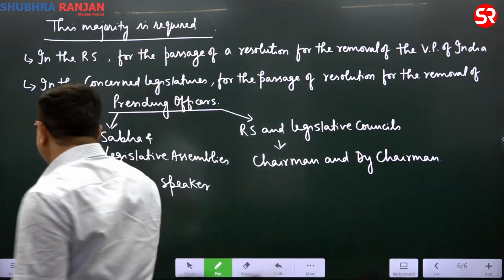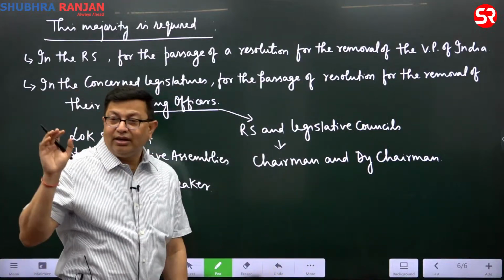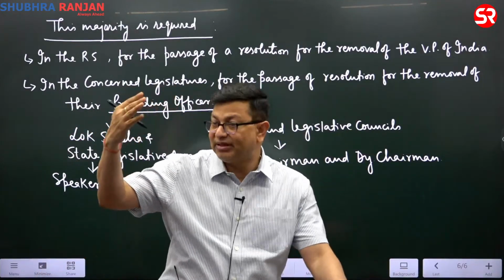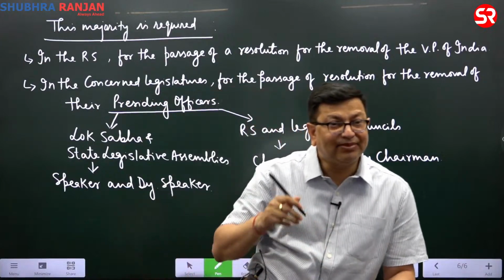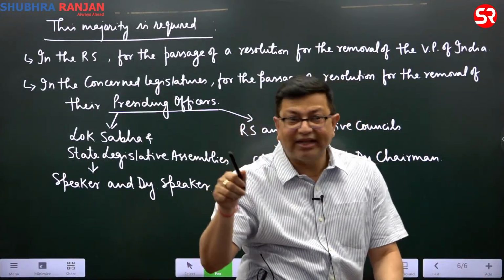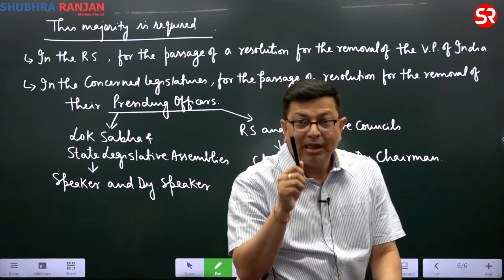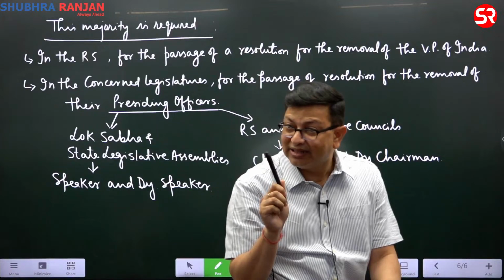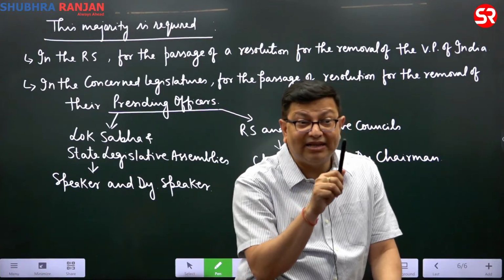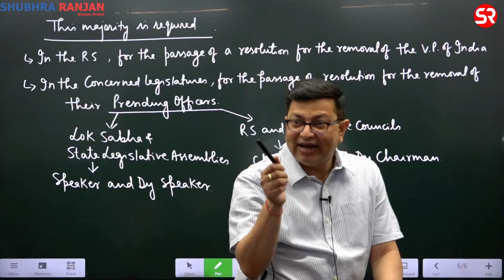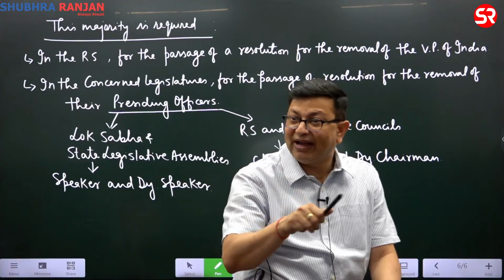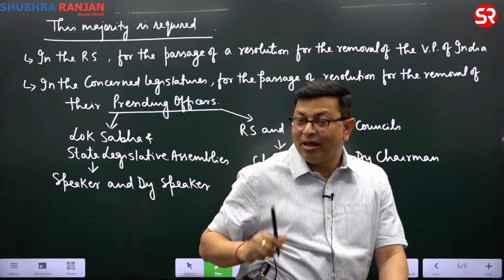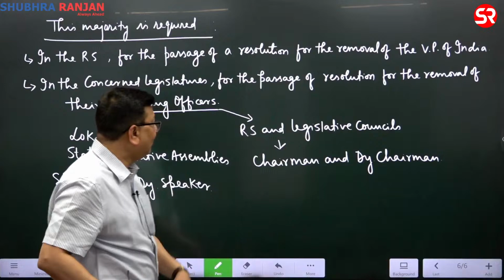So simple majority: the members who are present and voting, more than 50% of them will be counted. Then absolute majority: the total strength will be taken into consideration, and in effective majority, the vacancies will not be taken into consideration. In absolute majority, even the vacant seats are taken into consideration. 543 means 543, 245 means 245. Whether some seats are vacant, it hardly matters. But here, the vacant seats will not be counted.